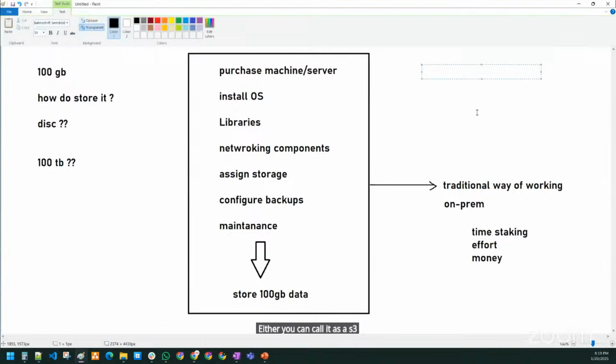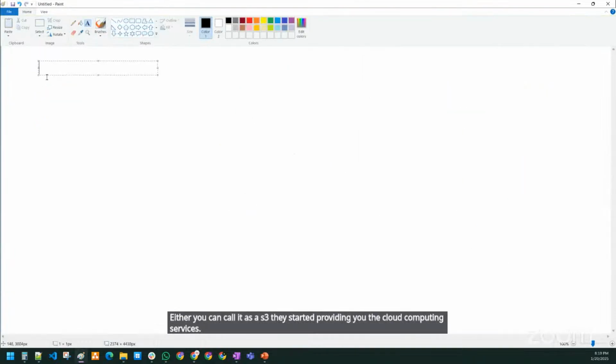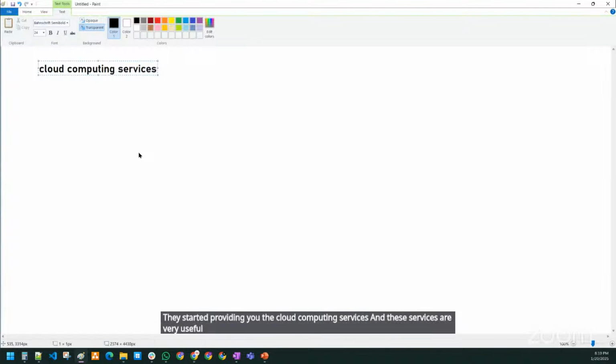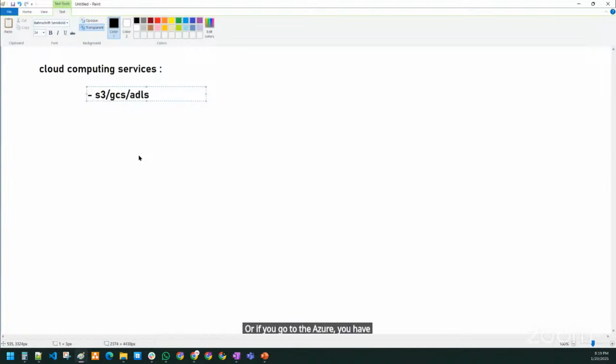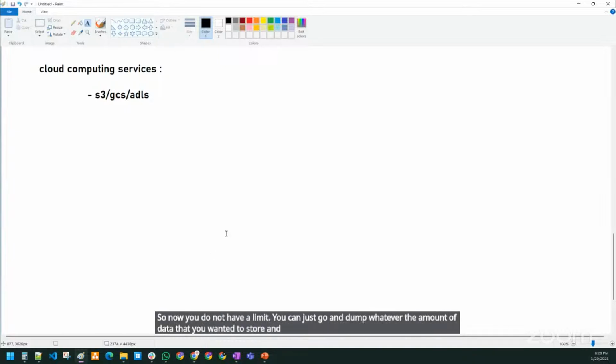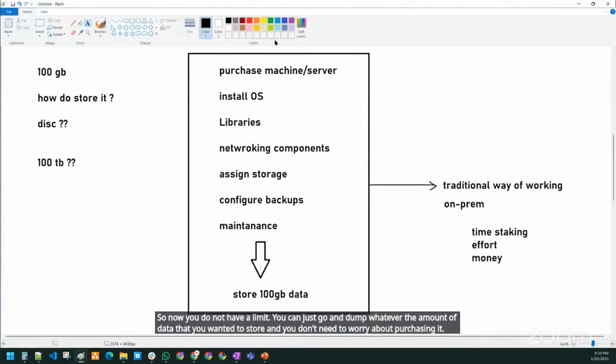They started providing you the cloud computing services, and these services are very useful for the companies to store or process or analyze or anything. In simple words, they are providing you S3 for storing the data and GCS for storing the data, or if you go to Azure, you have ADLS for storing the data. So now you do not have a limit. You can just go and dump whatever amount of data that you want to store, and you don't need to worry about purchasing it.